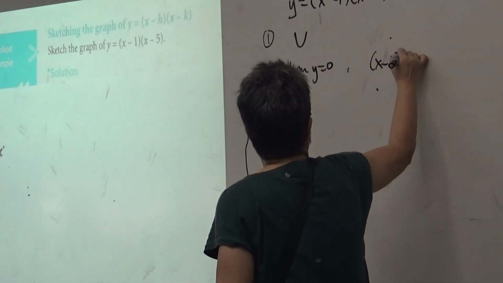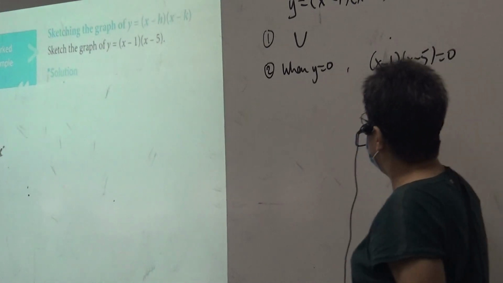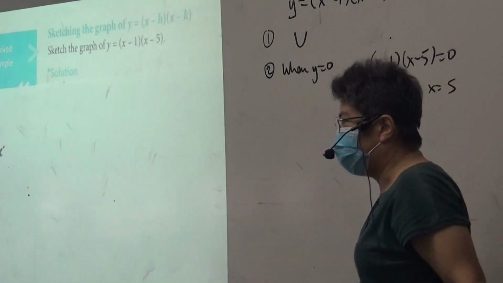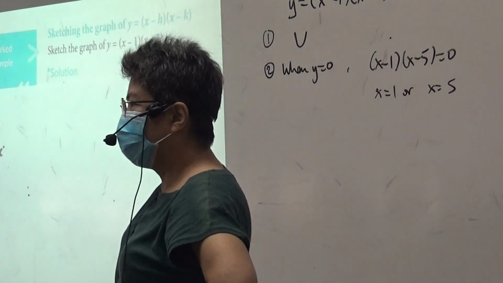I will have this one 0, right? That means what will be my x? 1 or 5, right? That means it will cut at 1 or 5.